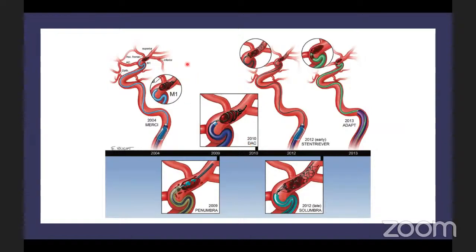Then the evolution of these stent retrievers came. 2004 marked the Mercy retriever, then in 2009 the Penumbra system, then in 2010 the distal access catheter for better support, and 2012 and 2013 witnessed the stent retriever Solumbra technique and the ADAPT technique. We'll see all this one by one.